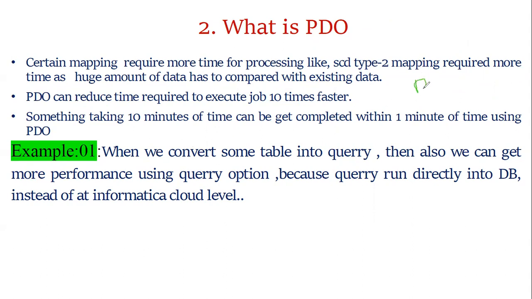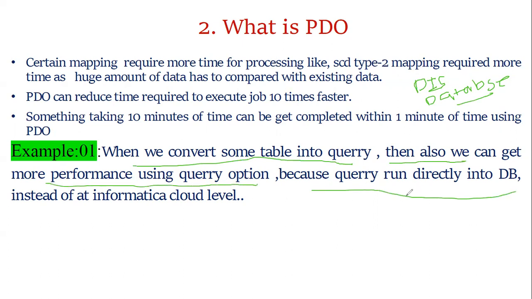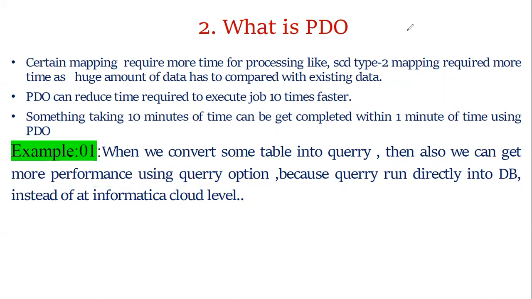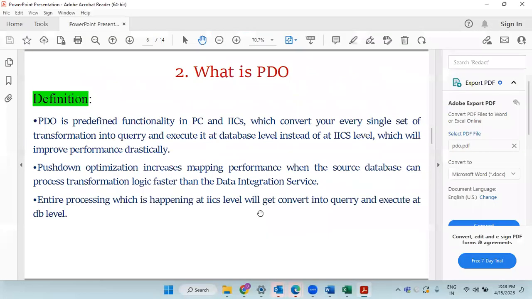We can take a simple example. Instead of executing your job on the data integration server, if the job gets executed on the database server, then the time required for execution is always less. Here I have mentioned one example. When we convert a table into a query, we also get more performance using the query option, because the query runs directly in the database instead of the Informatica data integration server. Let me take you to the mapping.